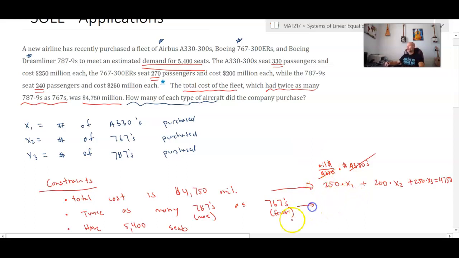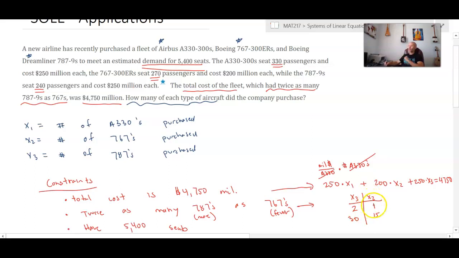Now, for the second constraint, we're told we have twice as many 787s as 767s. So what I like to do is 787s is X3, and 767s is X2. That's how many we have. So there are twice as many 787s. If I had one 767, then I would have two 787s because I have twice as many. If I had, say, 15 767s, that would be 30 787s.